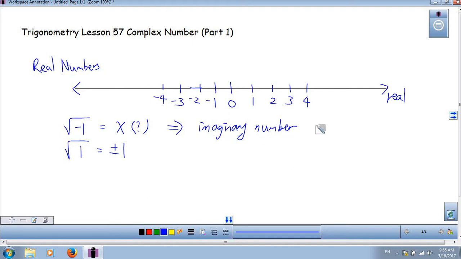So for imaginary numbers, we have some kind of imaginary number unit, the imaginary unit i. Okay, and i is defined as this.